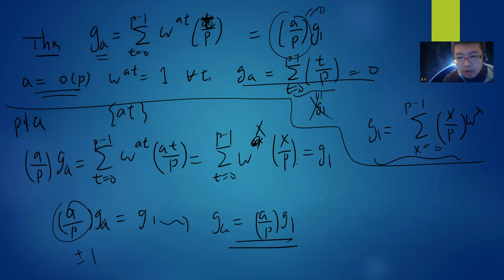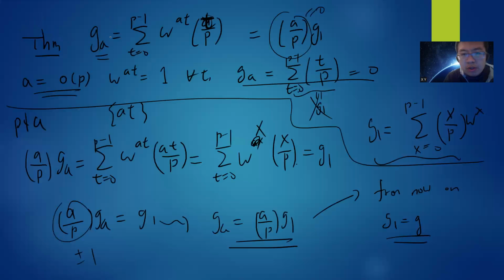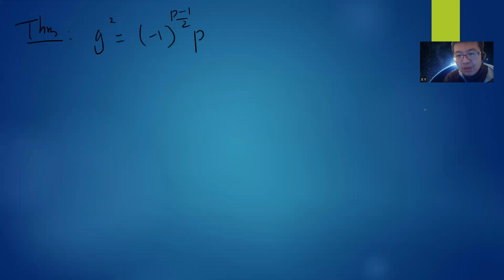Okay, from now on, I will use G to denote G_1, just for simplicity. Okay, and another theorem, which is also weird, is that G squared is (minus 1 to the (p minus 1) divided by 2) times p. Okay, so the difficult thing in analytic number theory is to compute this G explicitly. This can be computed, but it's very weird, very difficult, tedious. But G squared can be easily computed.